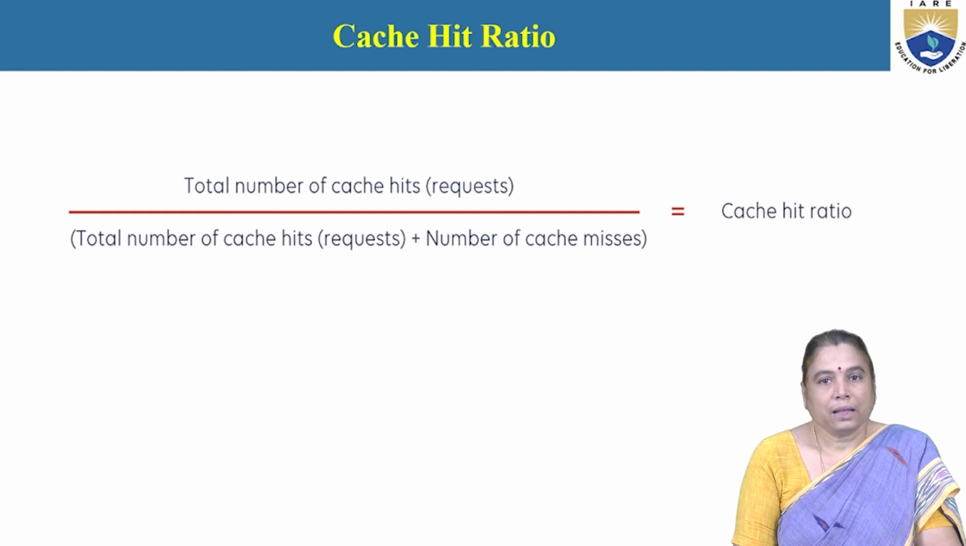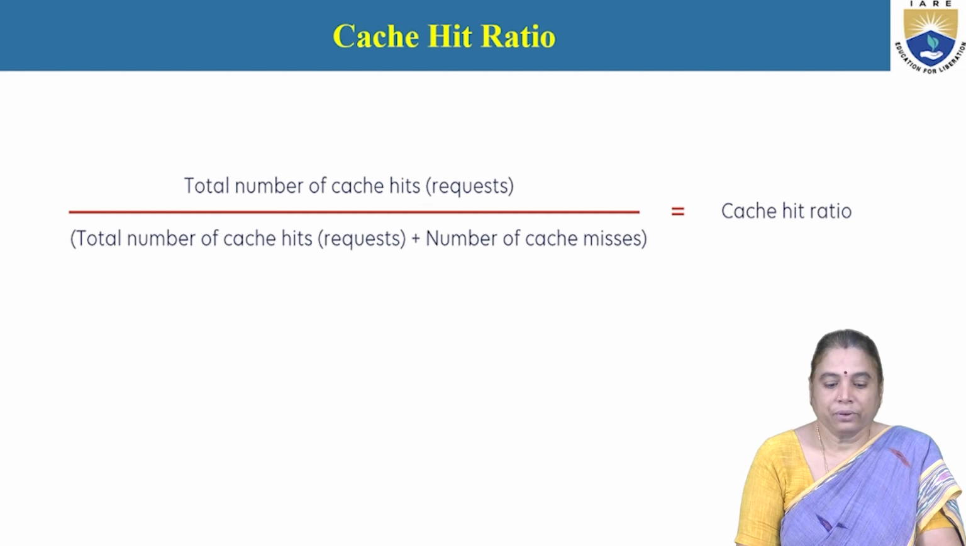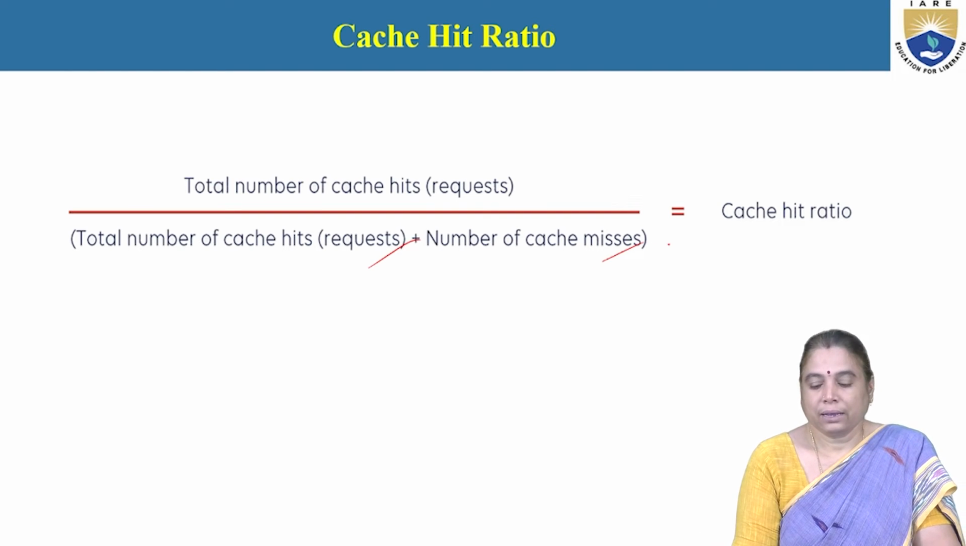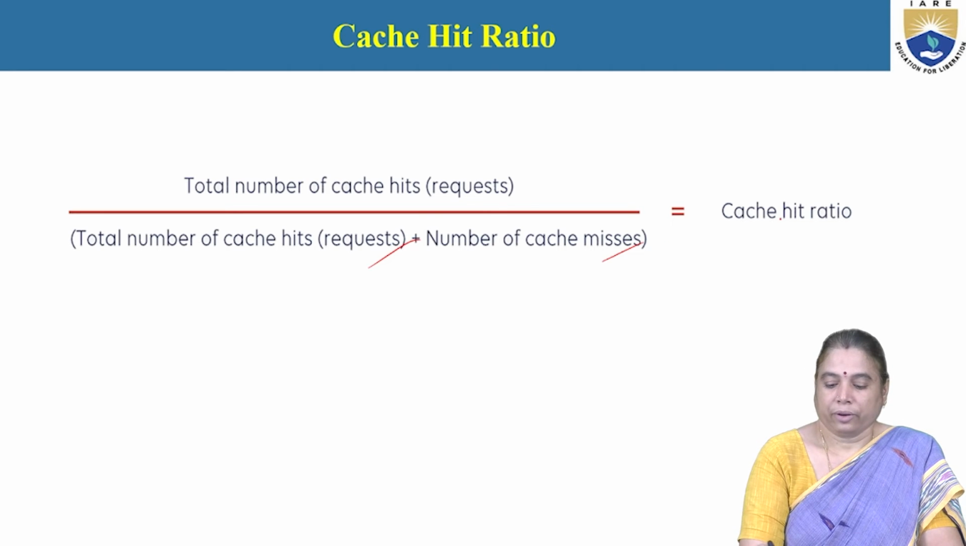So what does hit ratio mean? The total number of cache hits divided by the total number of cache hits plus the total number of cache misses is generally considered the cache hit ratio.